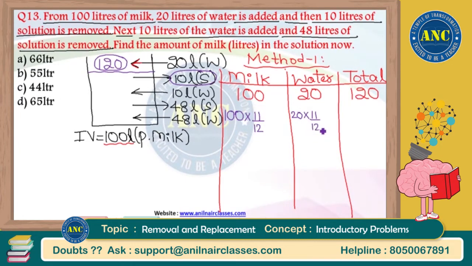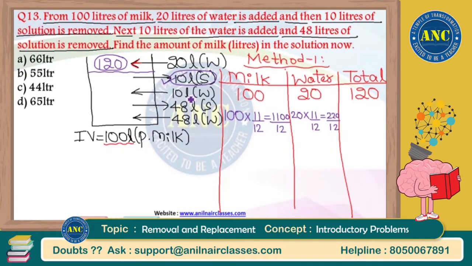That means if I simplify, you will not get a whole number in this case. Milk is 11 into 100, which is 1100 divided by 12, and water is 11 into 20, which is 220 divided by 12, right? 220 divided by 12. Observe carefully. Step number 2 is completed right now.